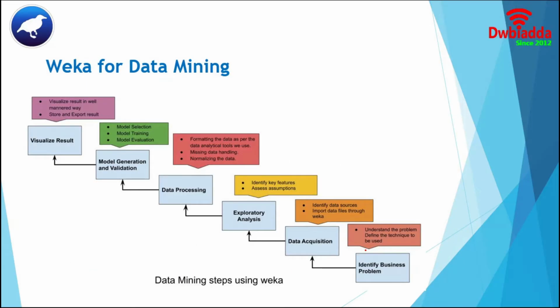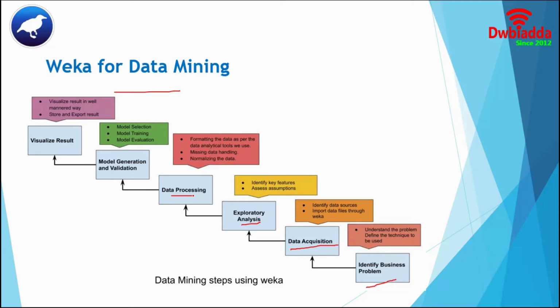In this part of the presentation, we are going to explain data mining steps using Weka. Data analysis starts from business problem identification. In this stage, a data scientist should understand the problem statement and the domain knowledge of the problem. In the data acquisition step, all the data sources related to a problem statement are identified. Weka can easily import data from various sources like ARFF, CSV, Excel, or from a database. The third step is exploratory analysis. Data scientists try to identify the key features using graphical plots or quantitative analysis.